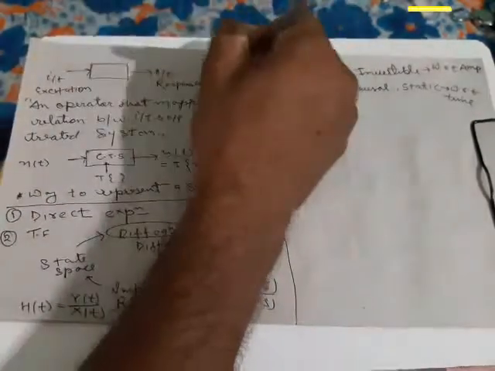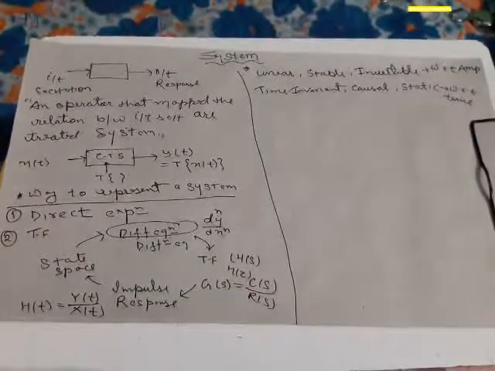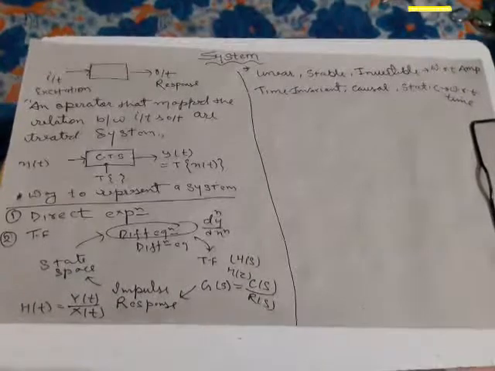The system which follows the principle of superposition is known as a linear system, and which does not follow it is known as a nonlinear system. We will go through the various examples.